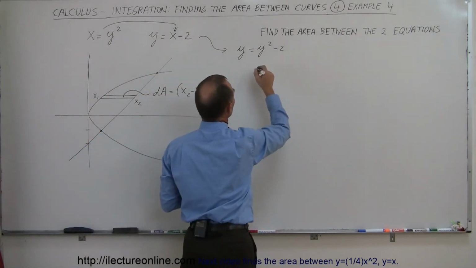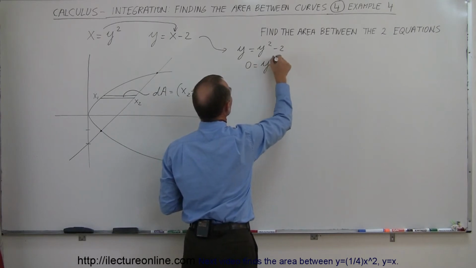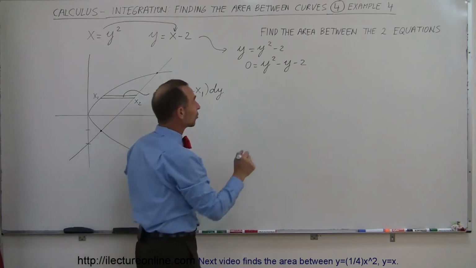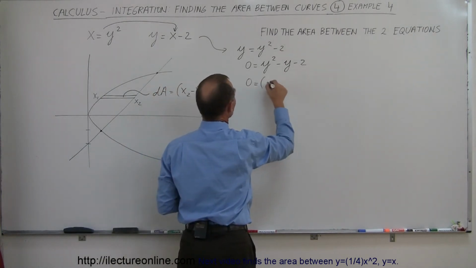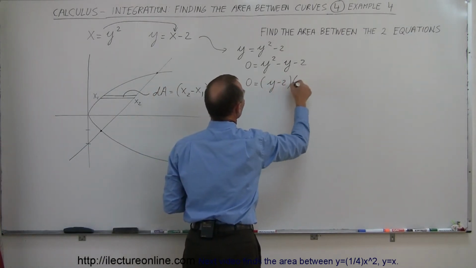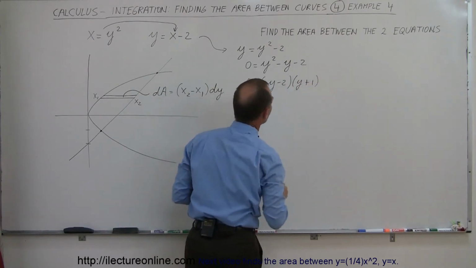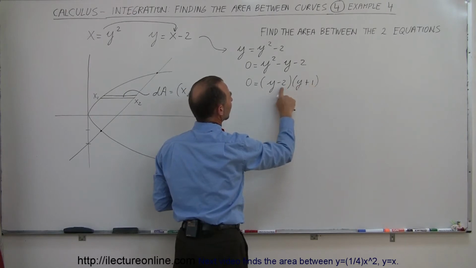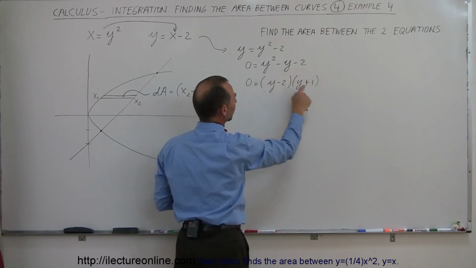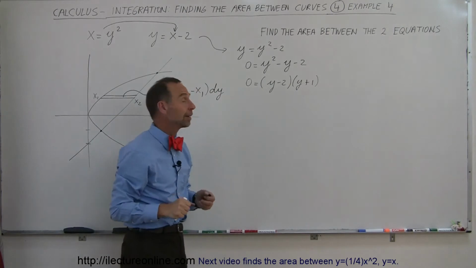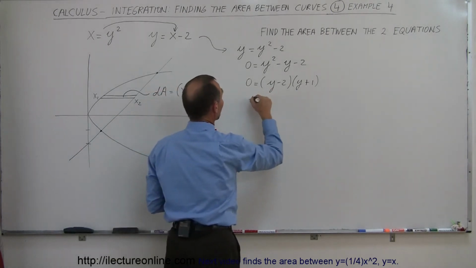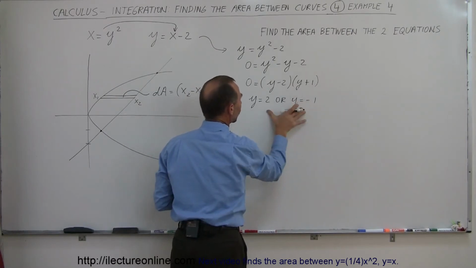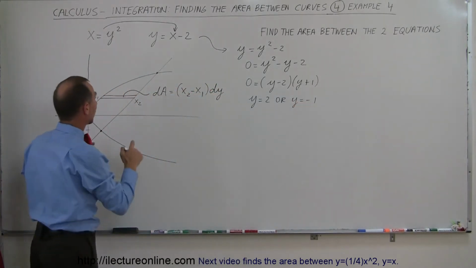So when I move everything over to one side, I get 0 is equal to y squared minus y minus 2. And that looks like we can factor that. Let's try. So 0 is equal to, I get y minus 2 and y plus 1. So let's see if that works. Y times 1 is plus y, that's minus 2y, that's minus y, that's minus 2. Looks like it's a go. All right, that means in the first case we have y is equal to 2 or y is equal to minus 1. So those are the two y values where the two equations cross.